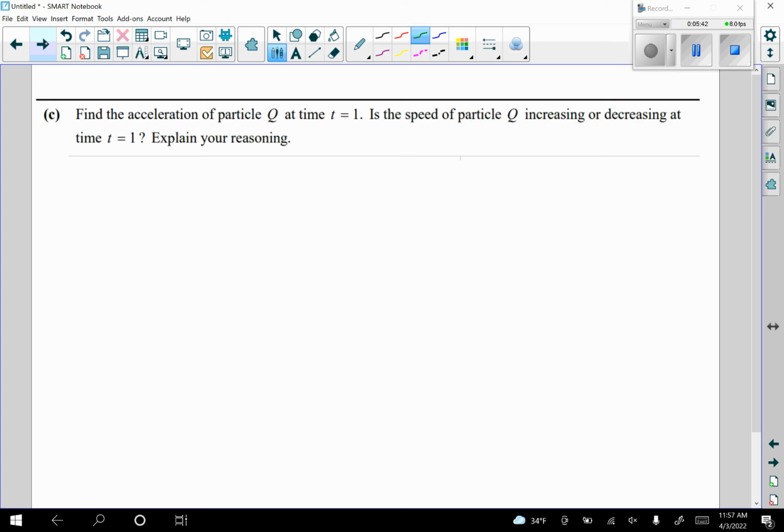Find the acceleration of particle Q at time t equals 1. Then we need to answer, is the speed of particle Q increasing or decreasing at time t equals 1? So if you recall, acceleration, and this is of Q, is going to equal the derivative of the velocity function. So now we're going to go back to our calculator. We just need to find the derivative of the velocity.